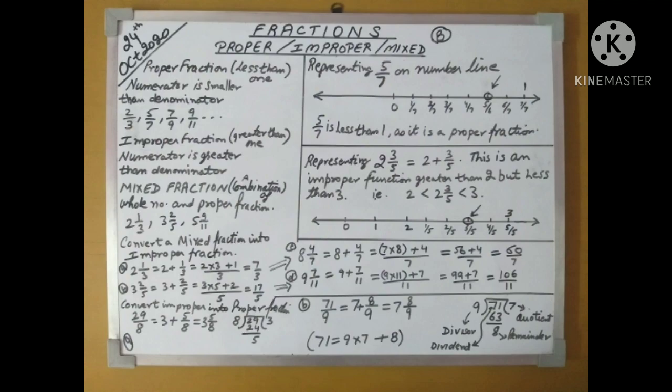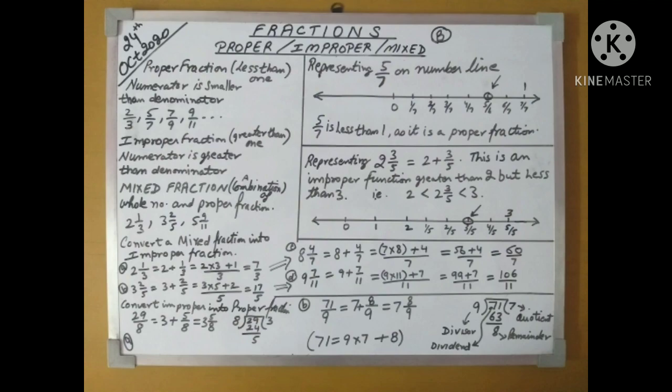See the example 71 by 9. When I am dividing 71 by 9, I get 9 sevens are 63, 7 as the quotient, 9 as the divisor, and 8 as the remainder. So 71 is equal to 9 into 7 plus 8, right? Therefore, we write 71 by 9 as 7 plus 8 by 9, which is written as 7 8 by 9. So this is how we convert the improper fraction into a mixed fraction.